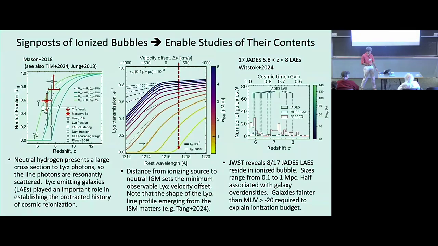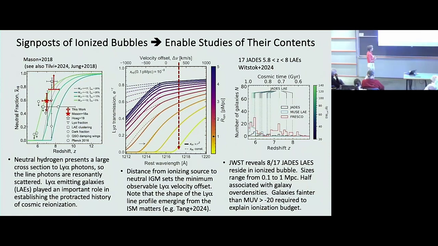And I'll point out, for example, we heard that the discovery of just one Lyman alpha emitter at redshift 13 is already changing reionization models to start at earlier times. And prior to JWST, Lyman alpha emitters played a large role in establishing this protracted reionization history that's now been confirmed by many methods.